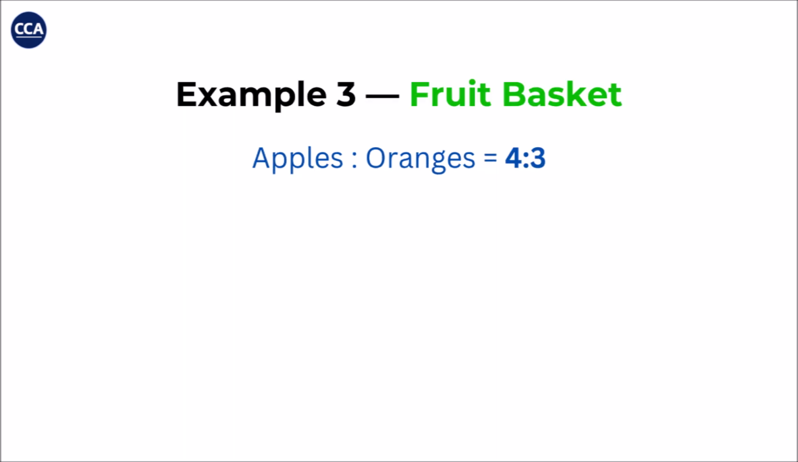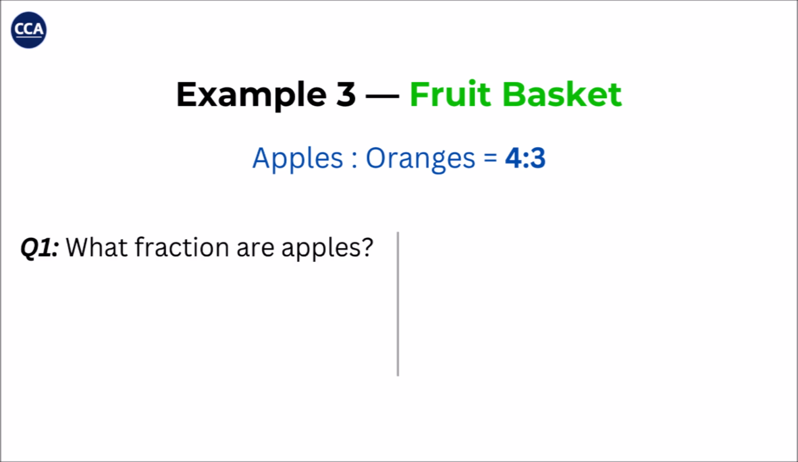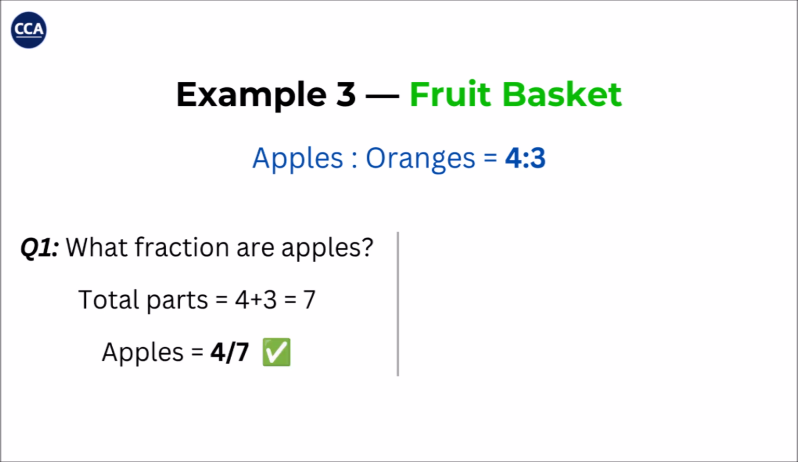Let's use part to whole, with a real example. In a fruit basket, the ratio of apples to oranges is 4 to 3. Question 1. What fraction of the fruit are apples? Total parts. 4 plus 3 equals 7. Apples make up 4 out of 7 parts.